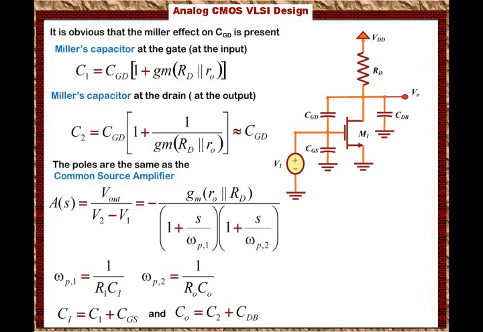So basically, the frequency response of the differential amplifier under perfectly matched conditions is very similar to the common source amplifier. You're going to have a second order transfer function with two poles, one caused by the Miller effect at the input and the other one caused by the Miller effect at the output.